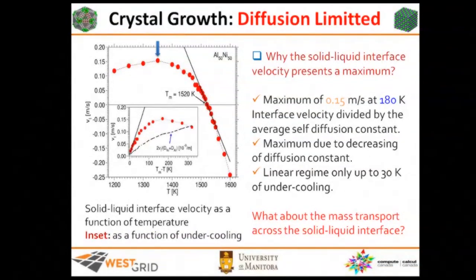Now there was something here. For example, there was a maximum. Why is there a maximum in this velocity? If we take this data and divide all of it by the average diffusion coefficient for aluminum nickel, we see that the maximum disappears, which means that this maximum is related to the diffusion.